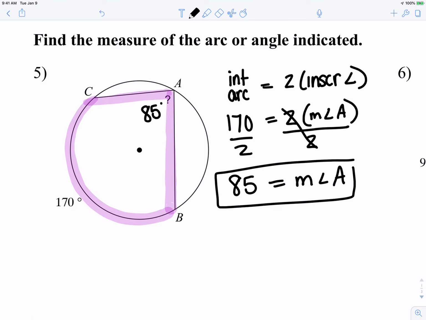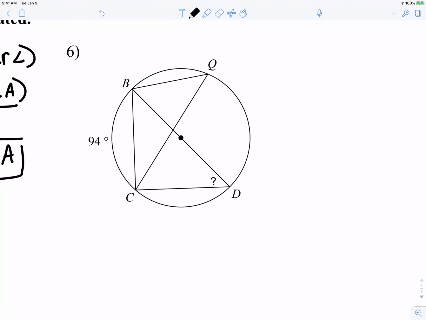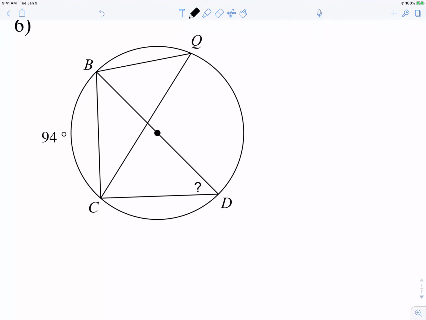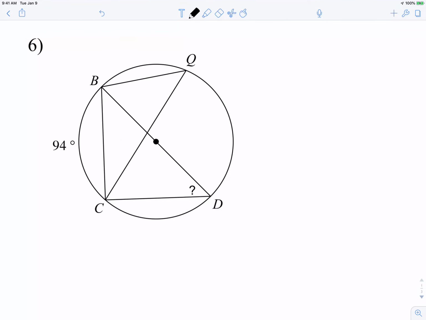All right, you might think that setting up that equation isn't necessary, but as usual, the problems are going to get more complex, so it's a good practice to start setting up the equations. Okay, the intercepted arc is equal to 2 times the inscribed angle.